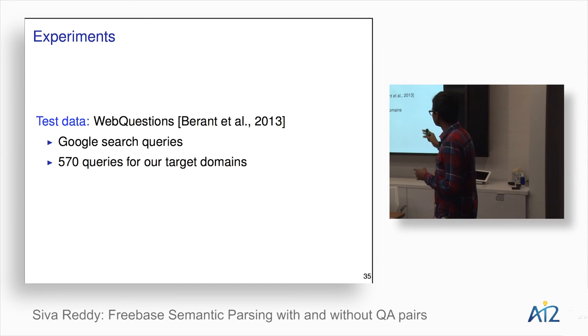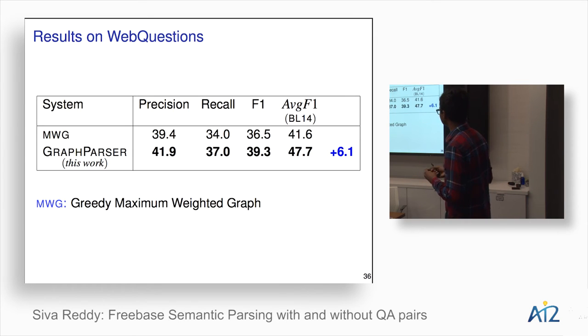At that time, WebQuestions was released, and the reviewers complained that I did not evaluate on WebQuestions, so I also evaluated it on WebQuestions. There were 570 queries for our target domains. Compared with the maximum weighted graph, we still do better, by about 6 points. So the learning is actually learning something.